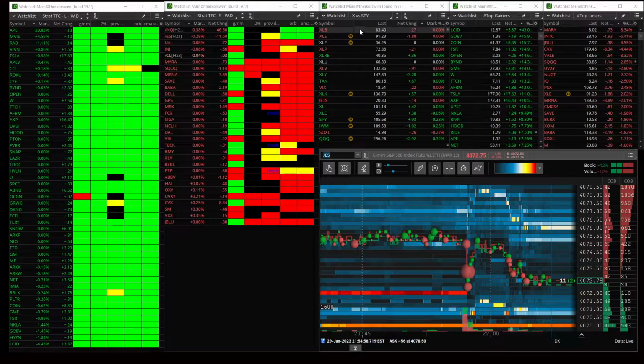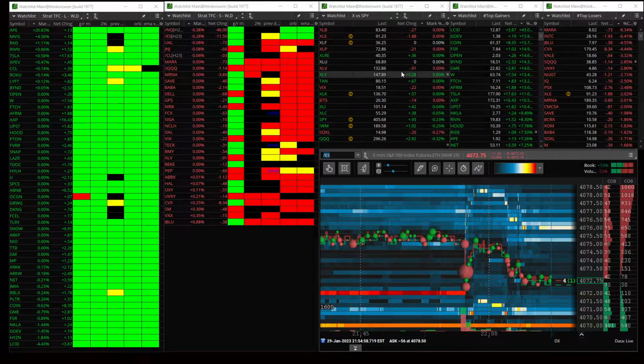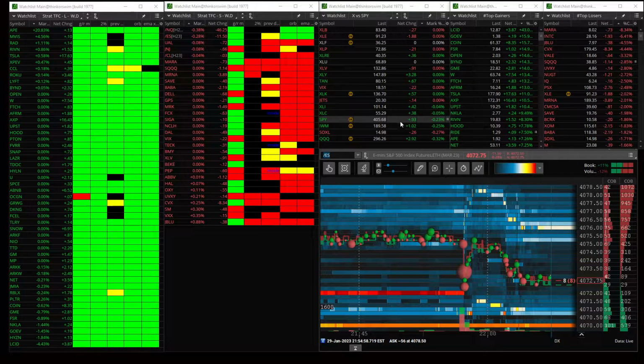So what we have here is the X versus SPY. The X versus SPY is a list of the sector ETFs. A lot of them start with X, so we just call it X versus SPY. And we use this list to see what sectors are leading or lagging on the day. Okay, and we compare it to SPY. SPY is generally considered the benchmark. It's usually in the middle of this list. It's a little bit lower on this day.